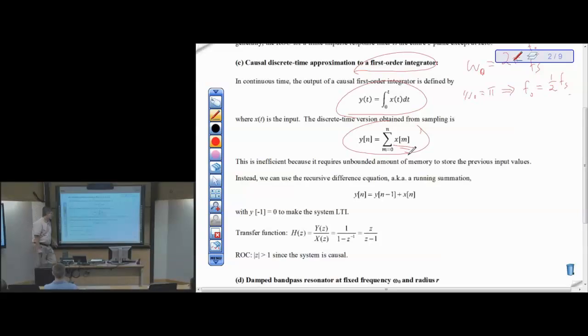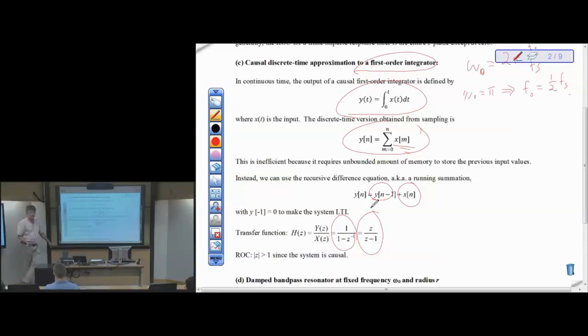We can be much more efficient by simply reusing the previous calculation. And so we can say, well, really the current output is the previous output, which is what we've seen so far, plus the current input value. And then for LTI, we have one initial condition, and that's the initial previous output value. We set that to be 0. Again, apply the z transform here, and we get a transfer function that you can write in terms of negative powers of z or positive powers of z.